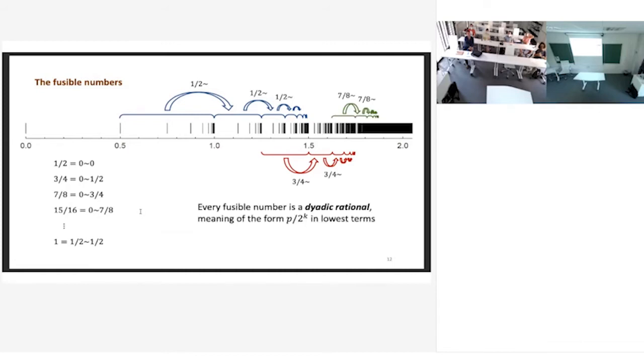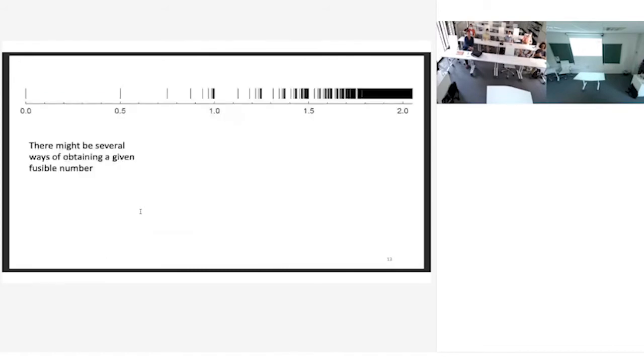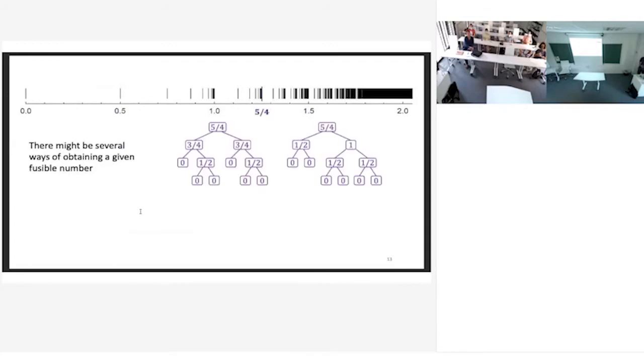Every fusible number is a dyadic rational, which means a fraction whose denominator is a power of 2. Okay, so there might be several ways of constructing a given fusible number. For example, 5 over 4 is fusible, and here you have two different ways of constructing it.